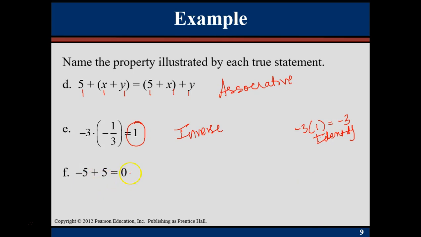-5 plus a +5 is equal to 0. Again, 0 is the identity for addition, but it's alone on one side of the equal sign. So this, again, is the inverse property. To be the identity property for addition, it would have to look like something like 5 plus 0 is equal to 5. Those can be a little sneaky. Those are all your real number properties.